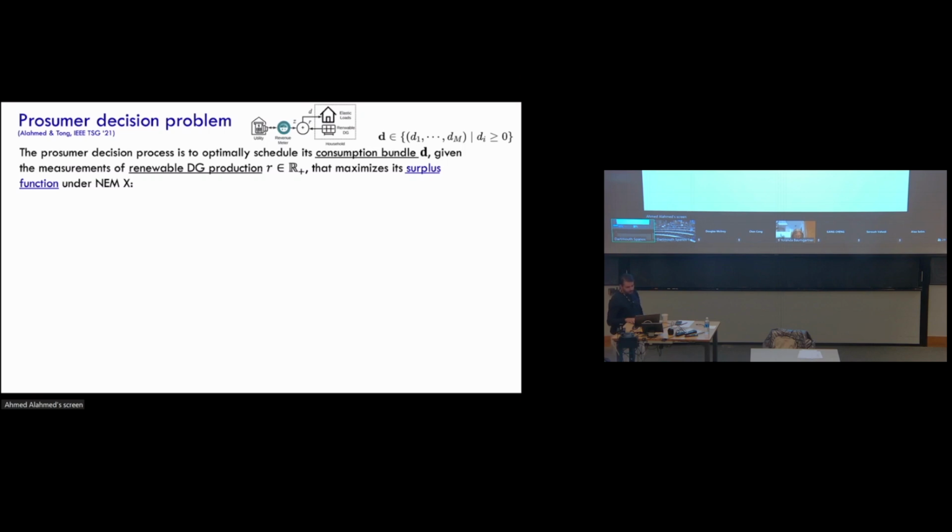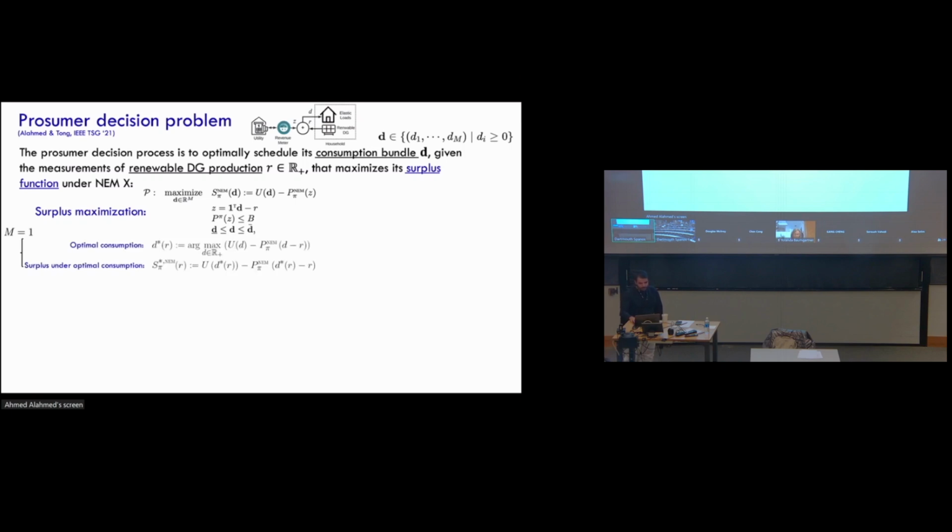So we used something called the surplus of consumption, given by the function S. We define the surplus as the difference between the utility of consumption, so how much satisfaction you get from consuming a certain device bundle, minus the payment under net metering. So that is our objective. And then we have an energy balance constraint, so the net consumption constraint, and then you have a budget constraint, and also we have a consumption limits constraint. So you have certain flexibility that you are willing to do.